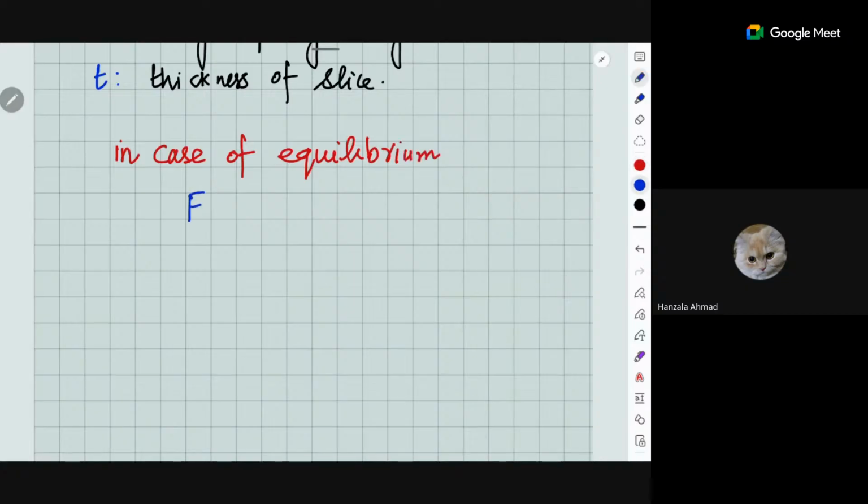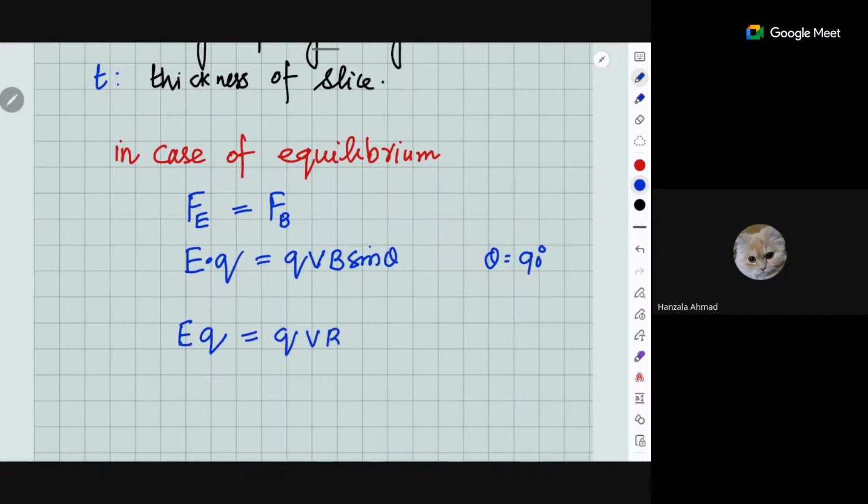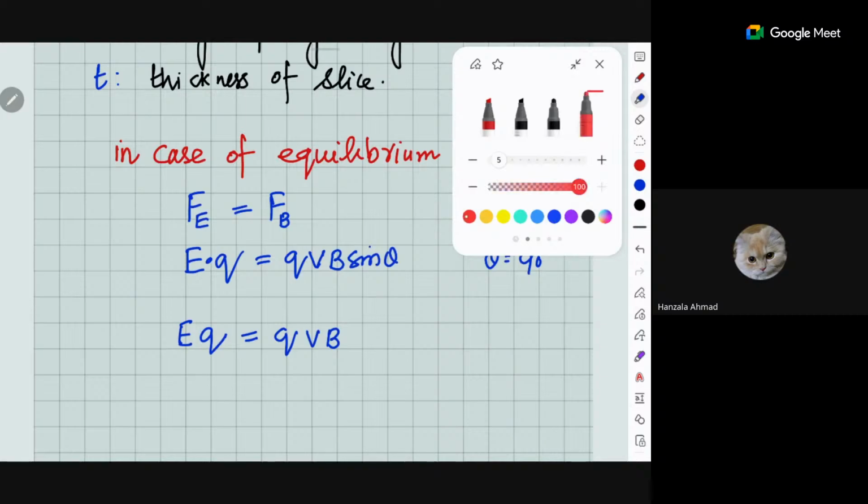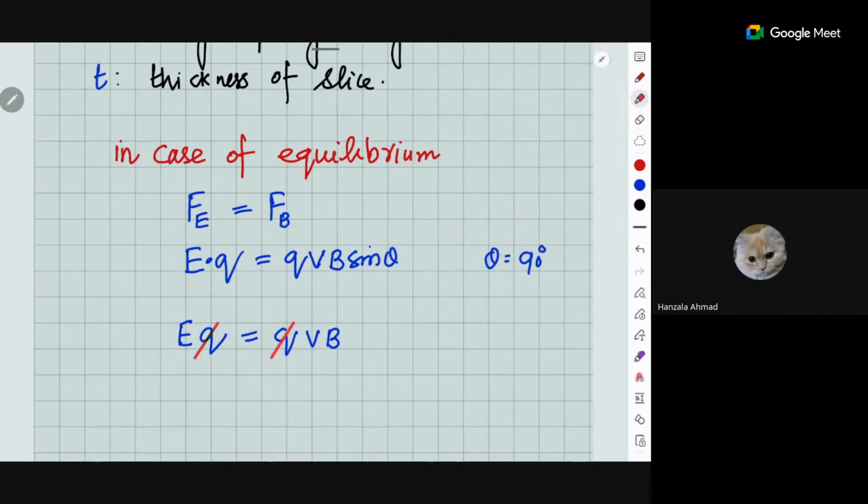F electric will be equal to F magnetic, that is E times Q equals Q V B sine theta. Theta is equal to 90 degrees, that is why your equation will become Q V B. So your equation will be EQ equals QVB. Now this Q and Q will be cancelled out, right? Q and Q is gone.